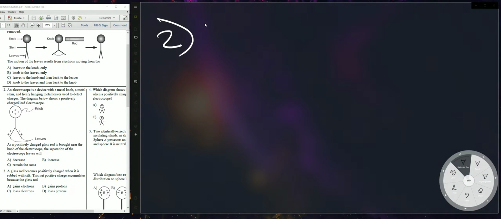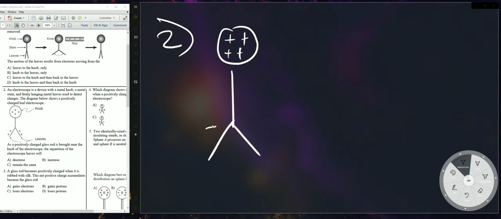Number two. So the electroscope is already positively charged, right? As you bring a positively charged rod next to the electroscope, the separation of the electroscope leaves will what? Well, there already aren't as many electrons in this knob. There are still electrons, right? So even though you have electrons here, it's still positively charged. You just have fewer electrons than protons.